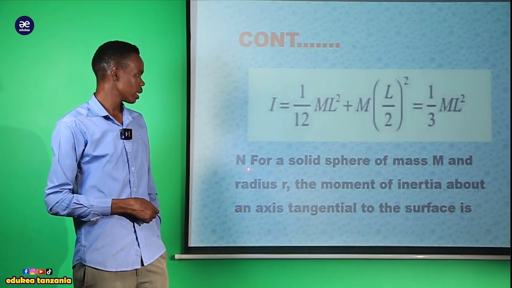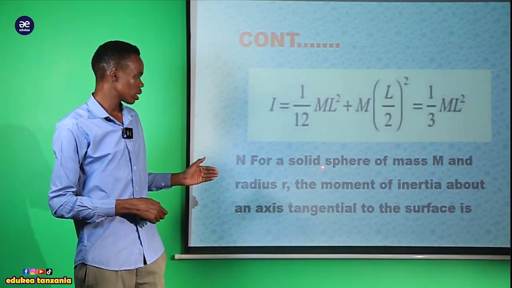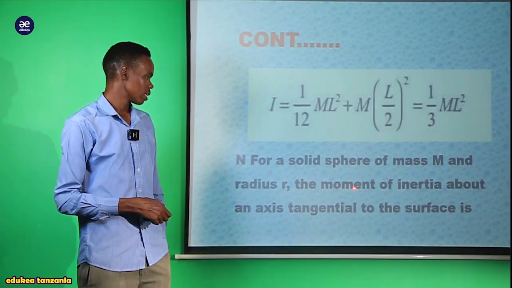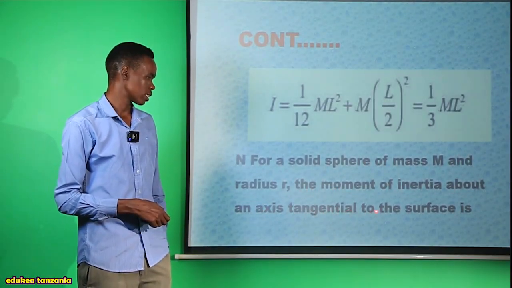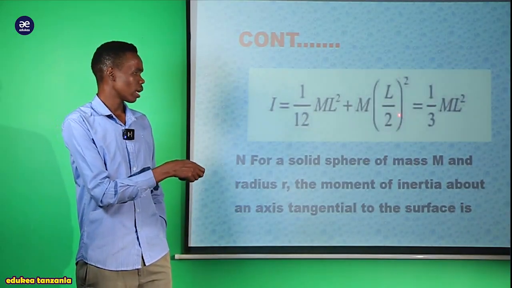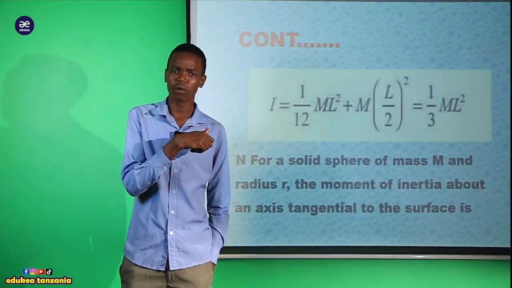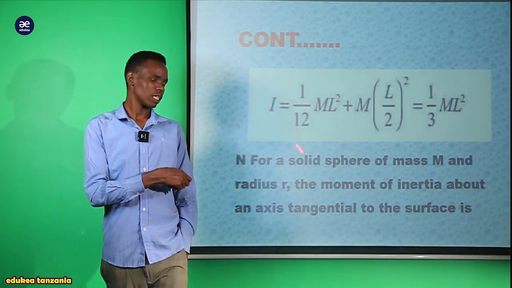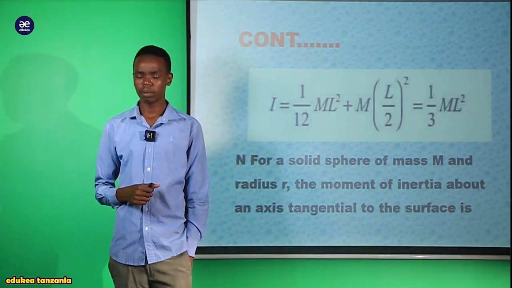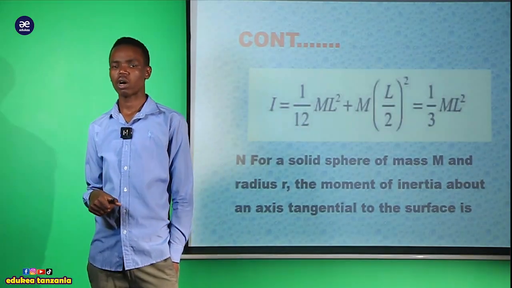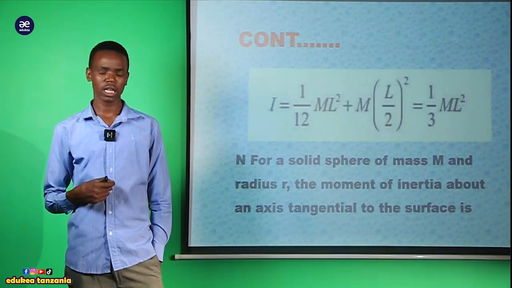So after this one, let us say that for a solid sphere of mass m and radius r, the moment of inertia about an axis tangential to the surface is given by this one. So this should be for the uniform load. Now we are going to see the sphere. How can we get the moment of inertia? That is what we are going to look at, and how this one is applicable.